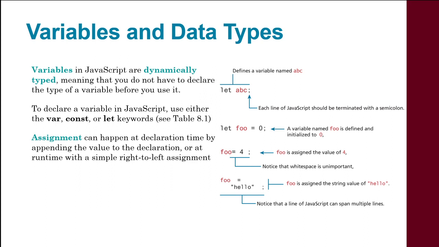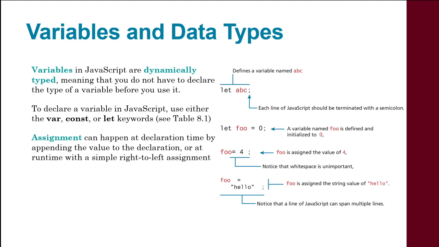And then once you declare the variable, you have to assign it. That's just a fancy way of saying set it equal to something, right? So it's var, let, or const, the name of your variable, equals whatever it is equal to, semicolon.